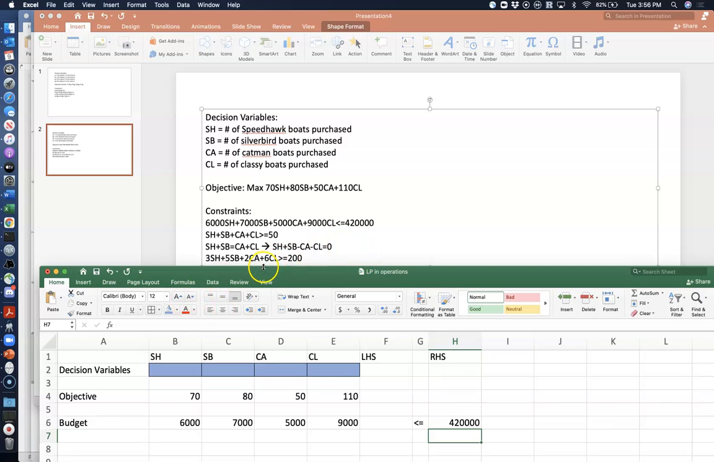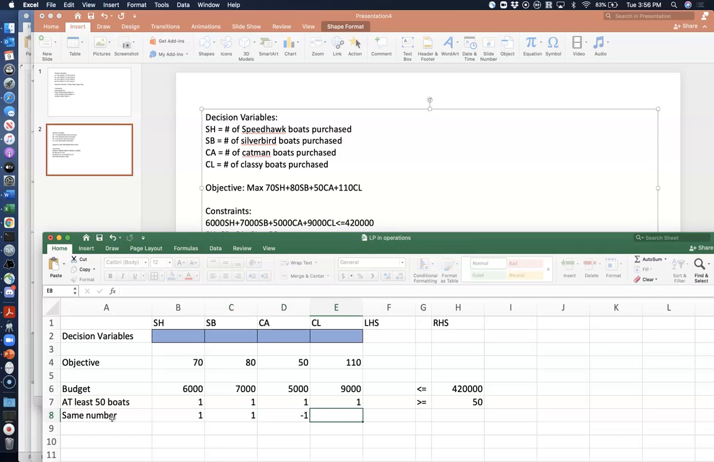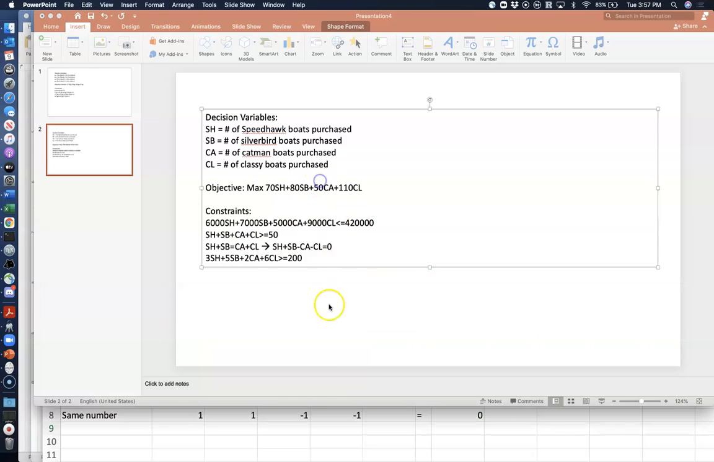Right. Next, you have to buy at least 50 boats in total. Total number of boats has to be at least 50. And then you have to buy the same number from both companies. So SH plus SB minus CA minus CL is equal to 0. Right? That's this constraint. SH plus SB minus CA minus CL is equal to 0.